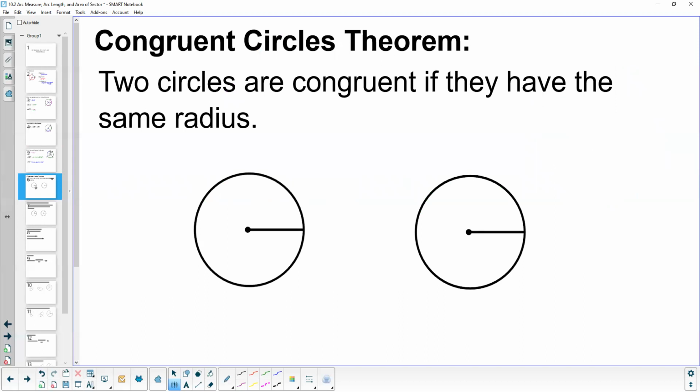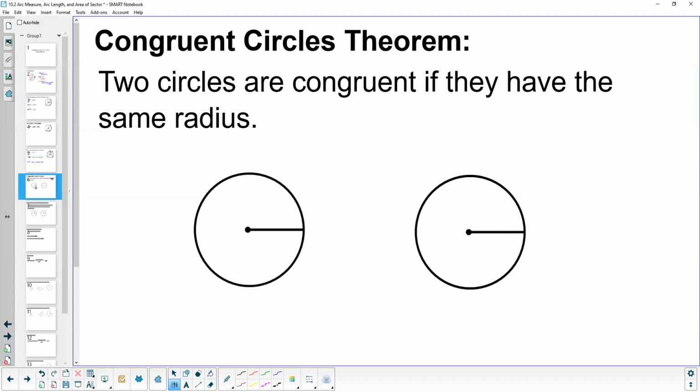Okay, let's talk about a few other interesting theorems. This next one makes a lot of sense. Just think about it. Congruent circles theorem. Two circles are congruent if they have the same radius. Well, who would have thought? Because how do we define what a circle is? Well, a circle is created by taking one point and drawing all the points around it that are equidistant away. So if that equidistance is another way of talking about our radius, if two circles have the same radius or the same equidistance, then they have to be congruent. They have to be the same because they have the same radius.